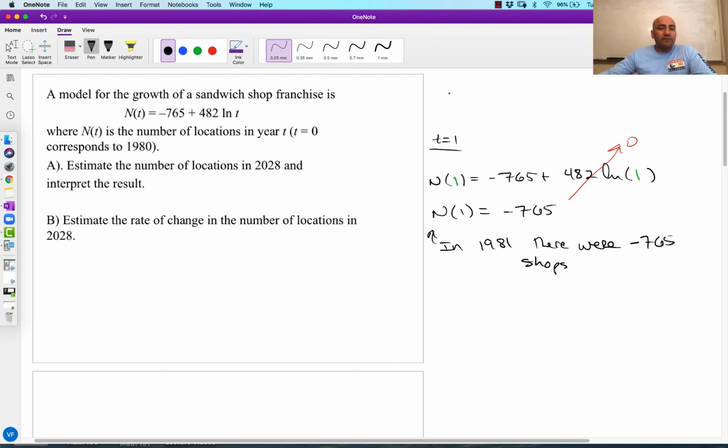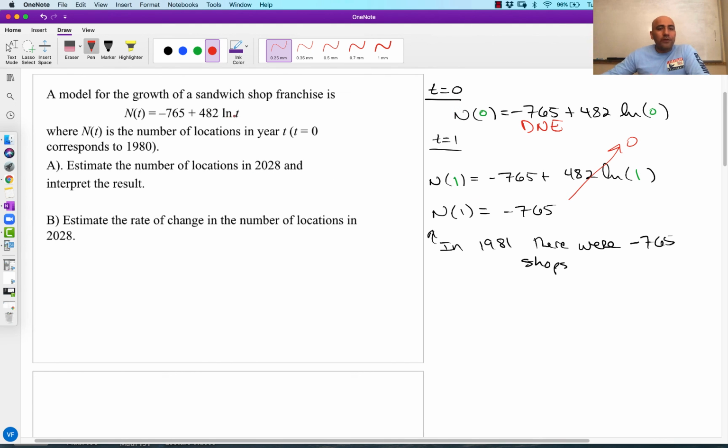And it also doesn't make sense for the case of t equals 0, obviously, because if we have t equals 0, we end up with N of 0 equals negative 765 plus 482 ln of 0. And we know that ln of 0 is undefined, right? 0 is not in the domain of this function. So this whole thing does not exist. It's undefined, so it doesn't make sense for 0. That's fine. It will eventually make sense.